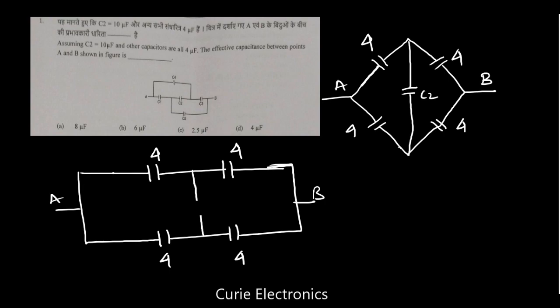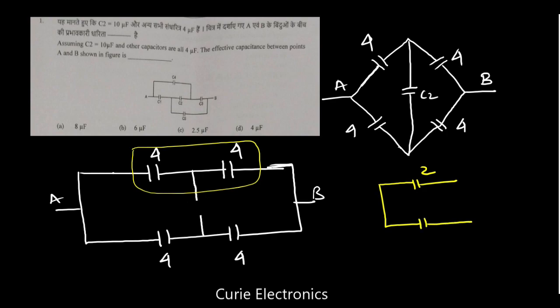So for the remaining capacitors, if you see here on top, 4 microfarad and 4 microfarad are in series. So when two capacitors are in series, their equivalent is C by 2. That is, we will get 2 microfarad. So the below arm also we will get 2 microfarad. Because the values are same, it is C upon number of capacitors. So here C equal to 4 microfarad upon 2. So again we get 2.